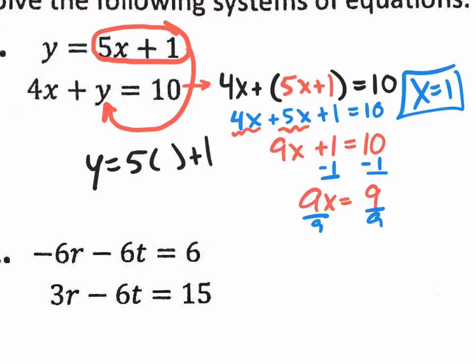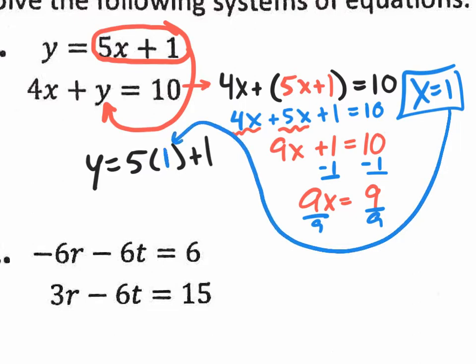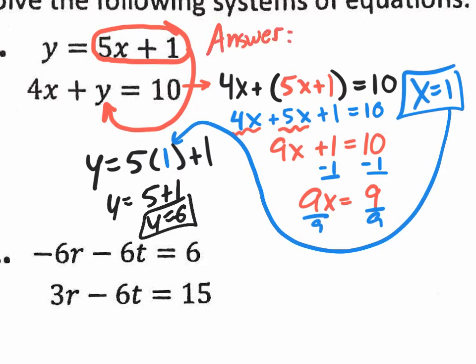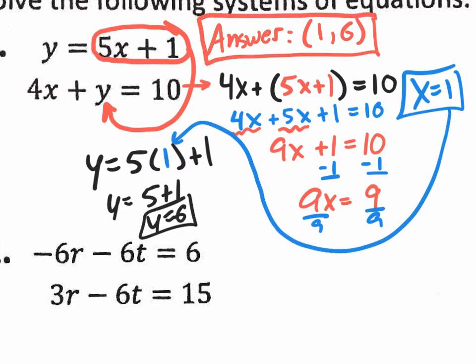But instead of x, notice that I put parentheses. The reason why I put parentheses instead of x is because I already have an x value, x equals 1. So I'm going to take this 1 and plug it right into here. I might as well show arrows. So I have a 1 right there. That means that y equals 5 times 1, that's 5, plus 1, y equals 6. So ladies and gentlemen, the answer to this system is the coordinate 1, 6. Your x value is 1, your y value is 6.